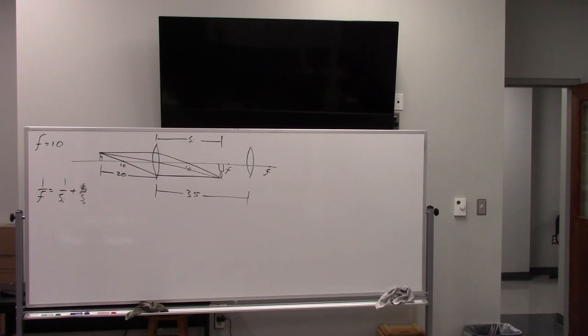You're the store clerk. And you're 5 meters from the mirror. The mirror has a radius of curvature. Okay, so let's start writing this stuff down.